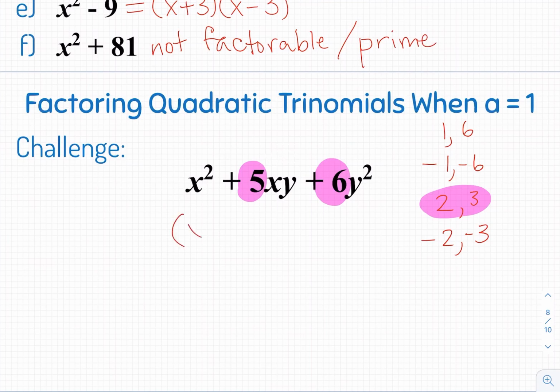So we start by saying, okay, x plus 2, x plus 3. But in order to get 5xy, in order to get 6y squared, each of these last terms needs a y added to it. Looks a little different, but it's really the same idea.